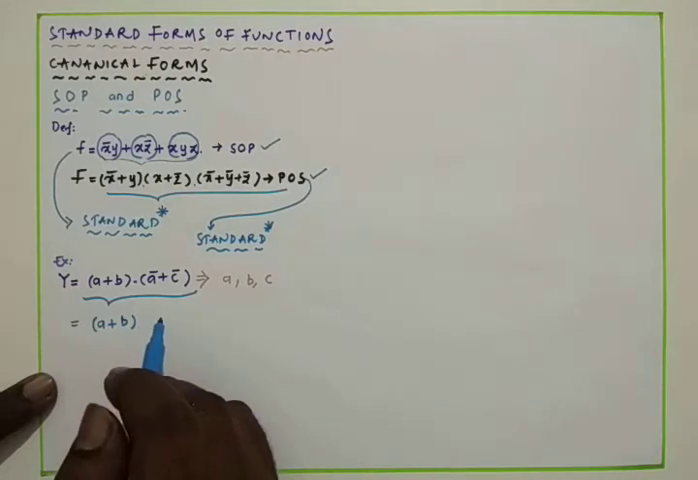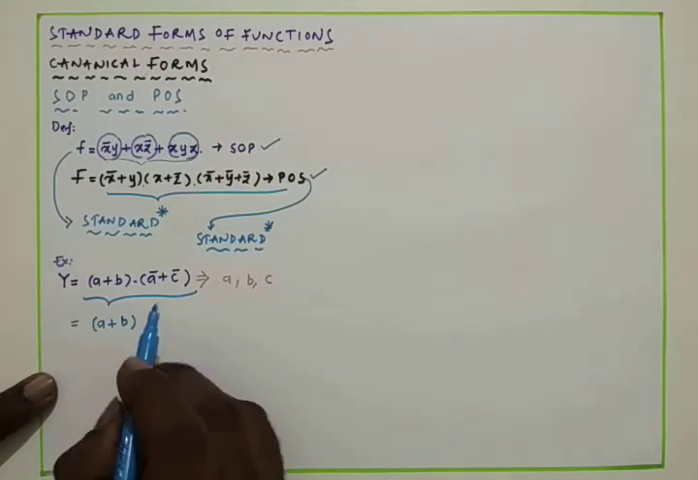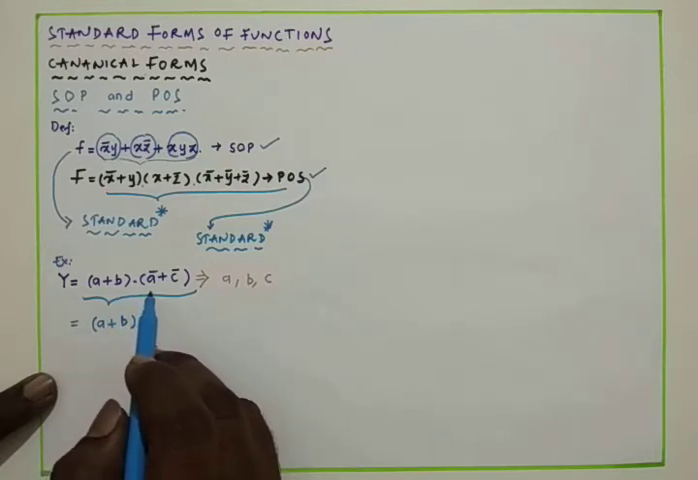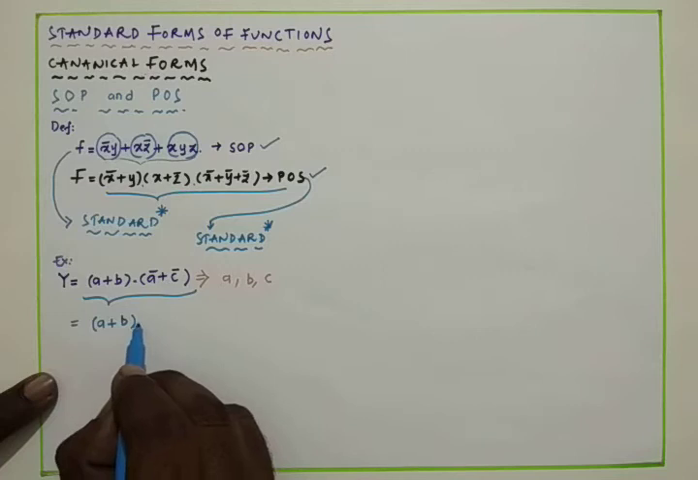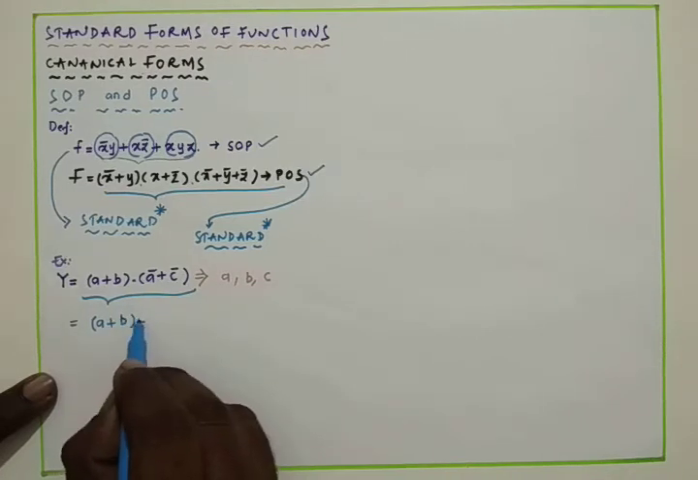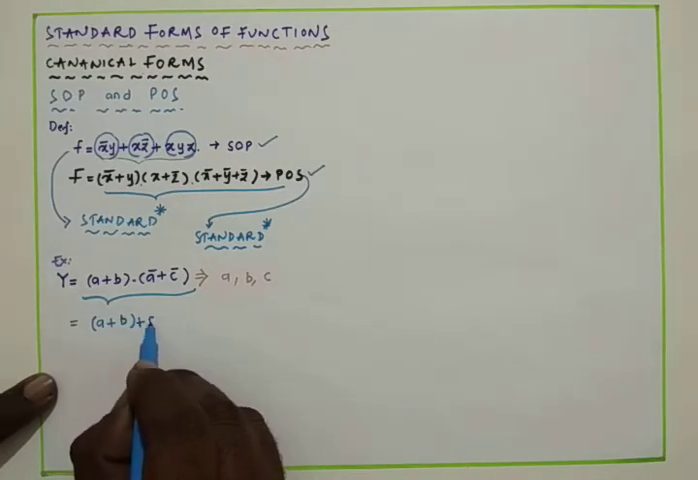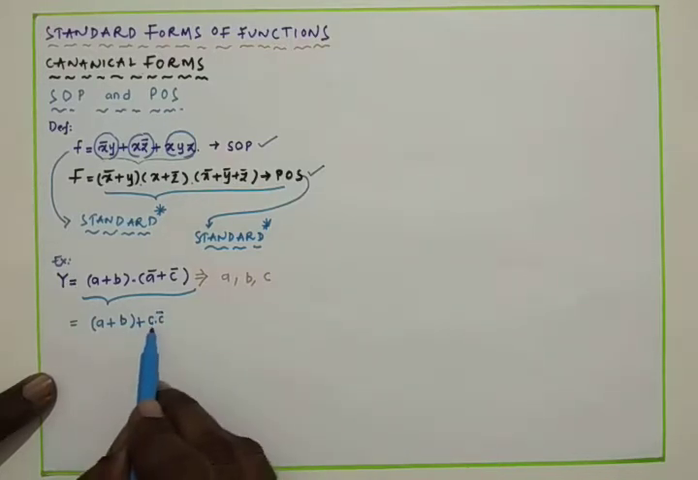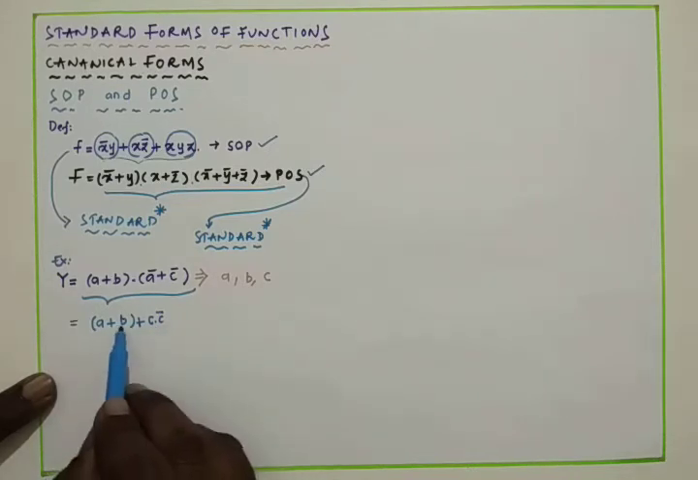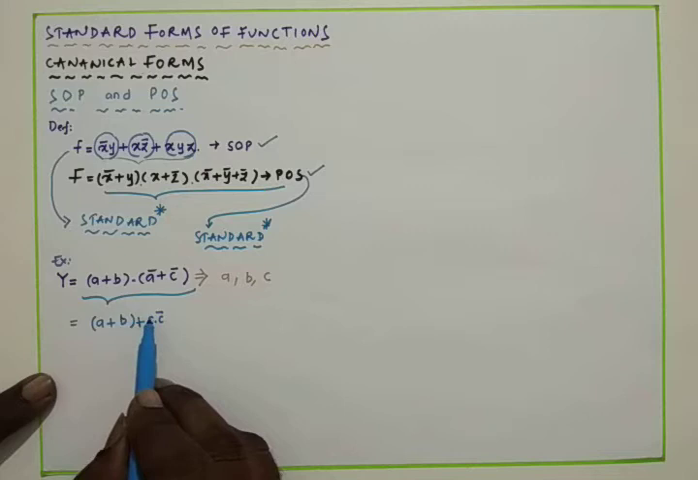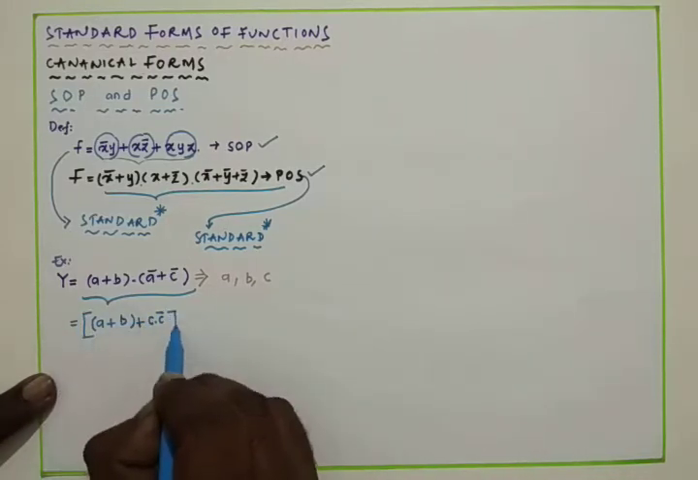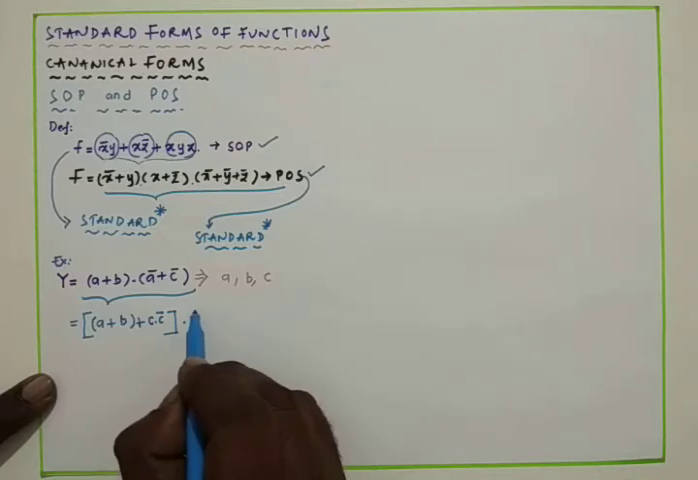For the first term, the missing literal is C, so we can add C into C bar. C into C bar is always 0 only, so A plus B plus 0 will be A plus B only.